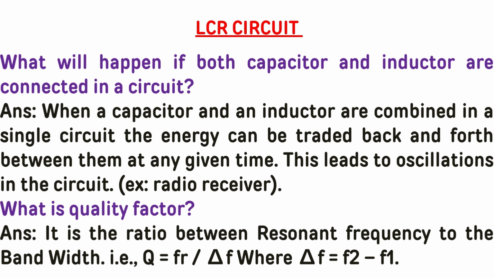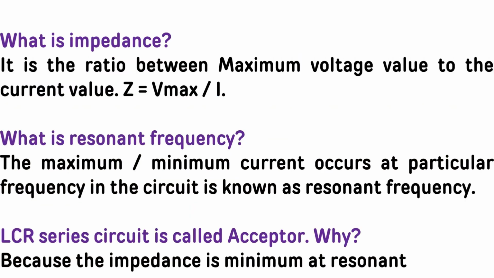What is the quality factor? It is the ratio between resonant frequency and the bandwidth, that is Q equals Fr by delta F, where delta F equals F2 minus F1. What is impedance? It is the ratio between maximum voltage value and the current value. Z equals V max by I.